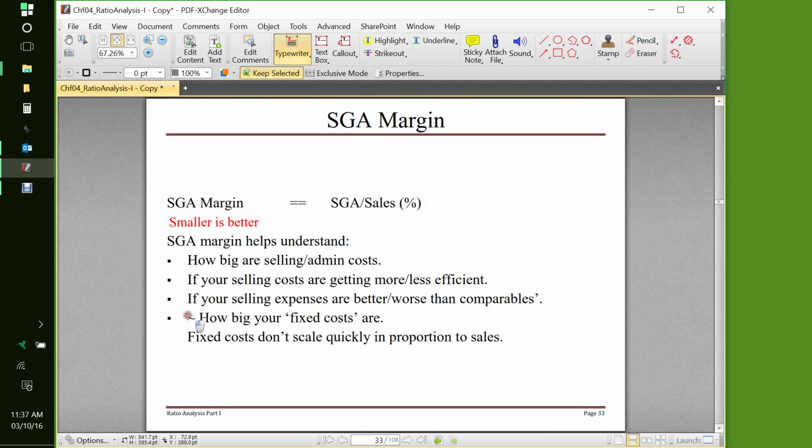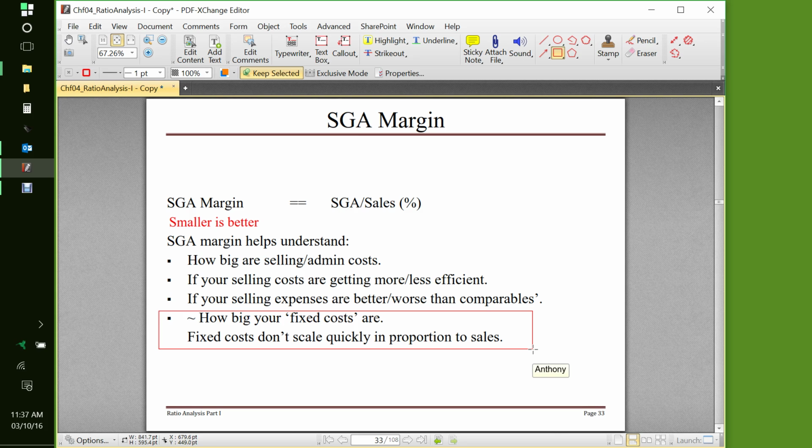The SGA ratio tells us the obvious things that we would expect, but also, interestingly, it's going to tell us some information about how big our fixed costs are. And our fixed costs, as I alluded to previously, are costs that don't scale quickly in proportion to sales.